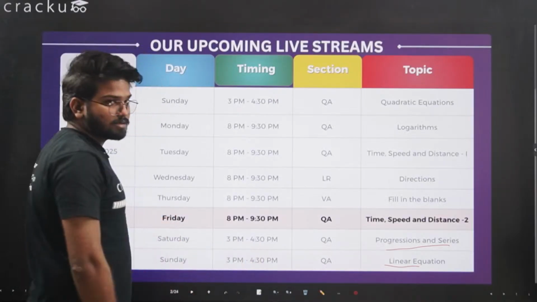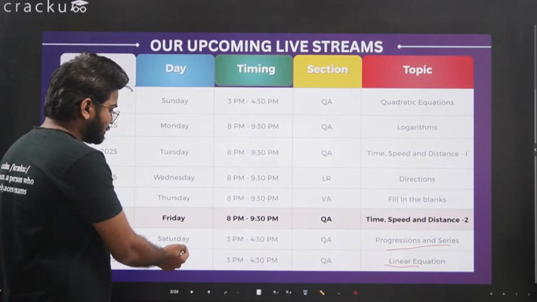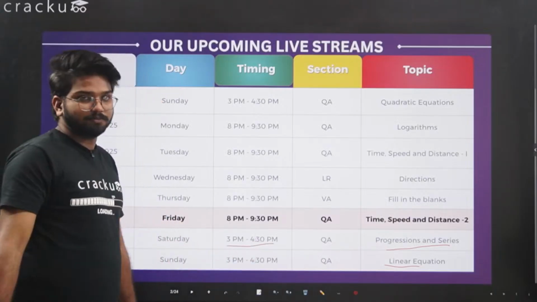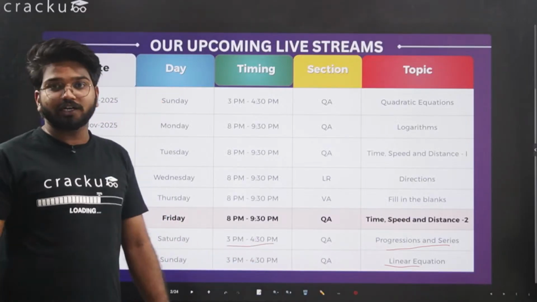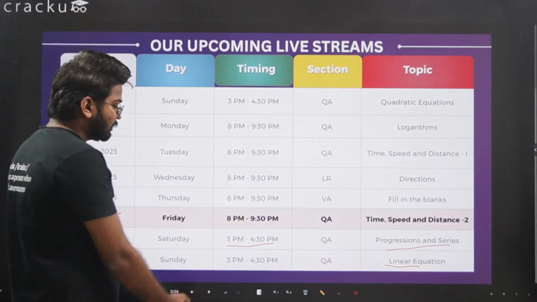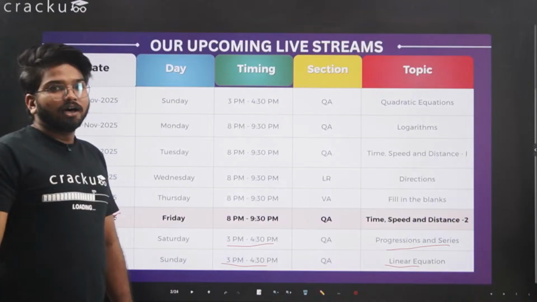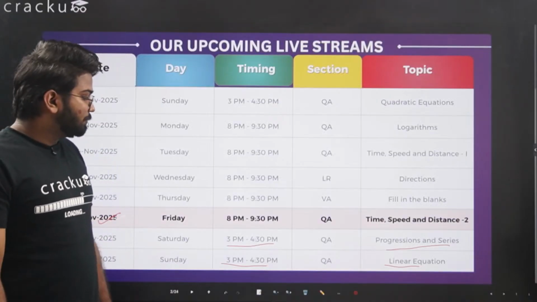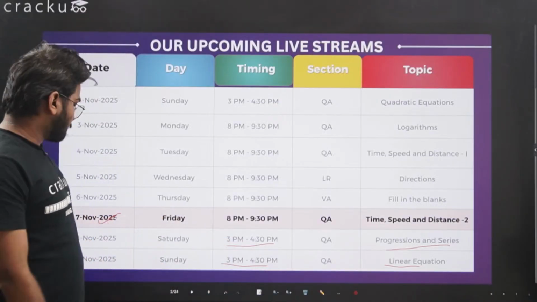Tomorrow is a weekend, we have Saturday, so the session will be between 3 p.m. to 4:30. You guys can join at this time. Similarly, on Sunday also we have the session at the same time, 3 p.m. to 4:30, on linear equation.